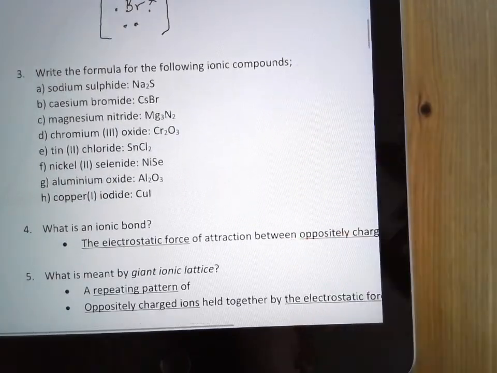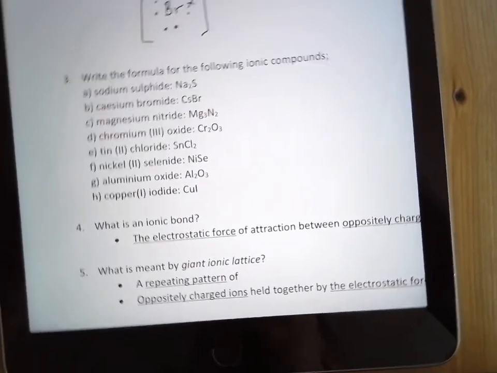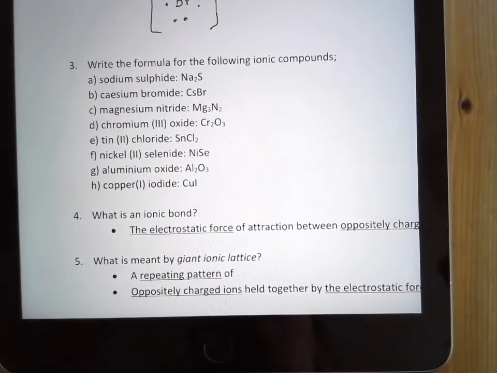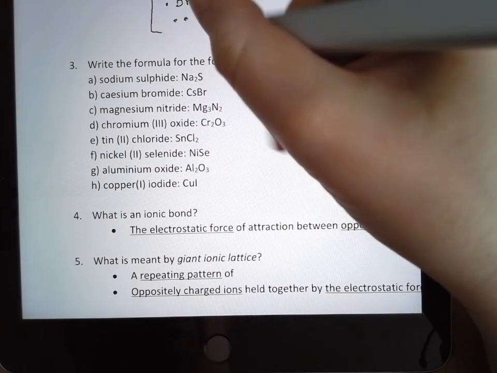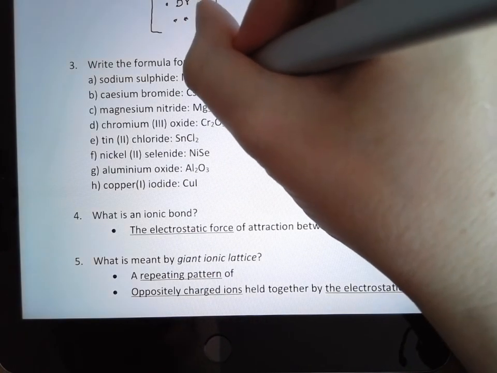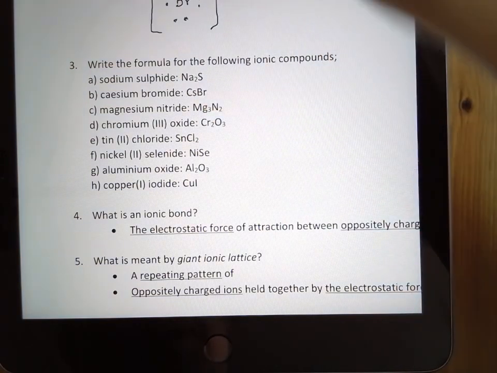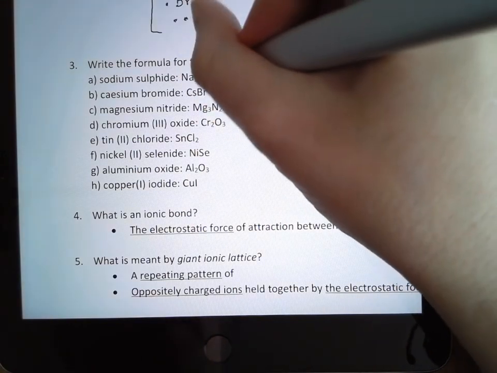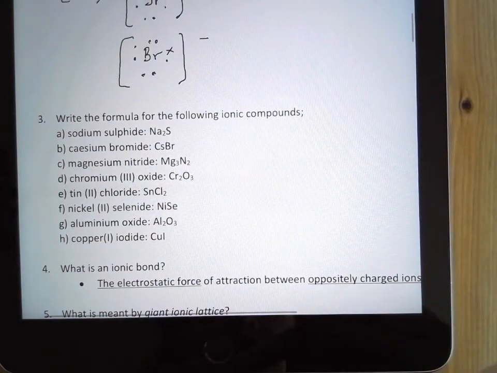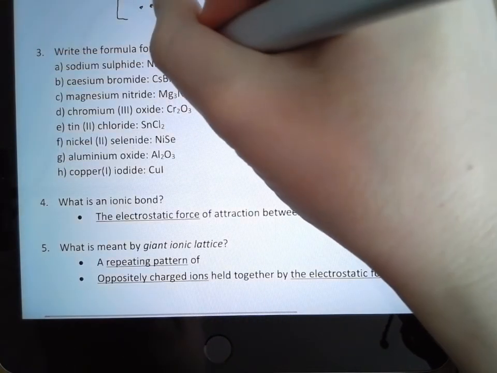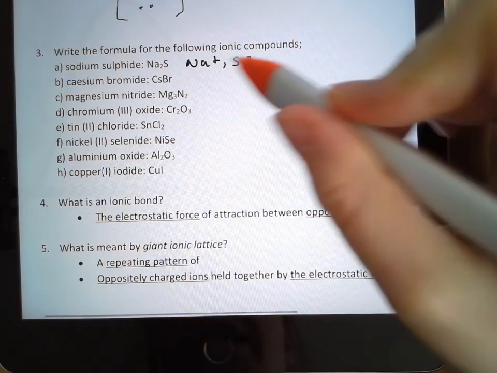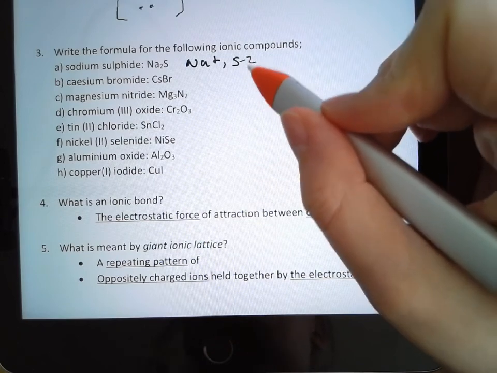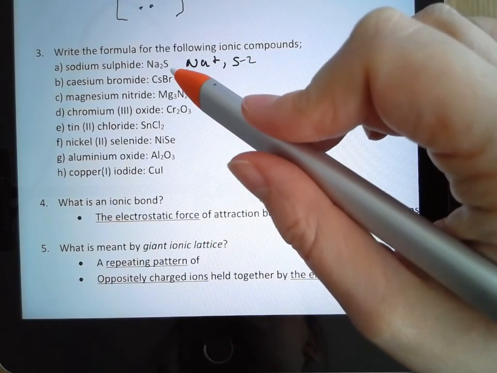In question 3, you're asked to write the formula for the following ionic compounds. So sodium sulfide, I've written it as Na2S. That's because sodium is in group 1 and it would have a +1 charge. Sulfur is in group 6, it would have a -2 charge. So you need 2 sodiums to balance out the charge on sulfur. So sodium will be +1. Sulfur will be -2. I need 2 sodiums to cancel out the 2 negative charges on sulfur, giving me Na2S.